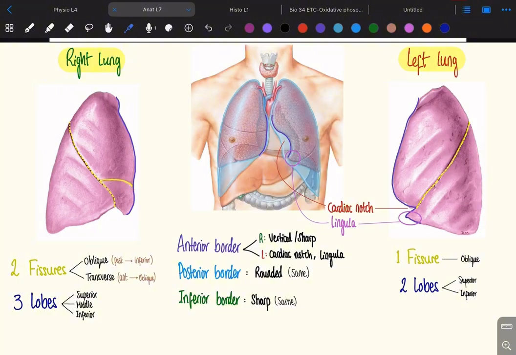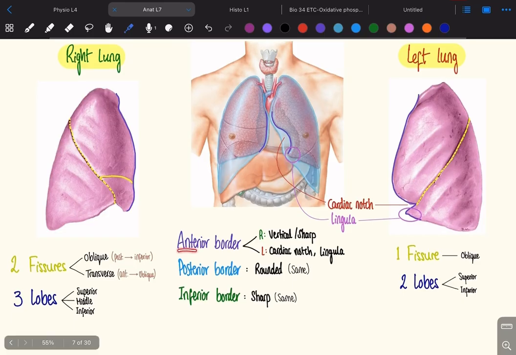Now let's move to the left. For the left, we have only two lobes, okay? We have superior and inferior. Here on the right we had superior, middle, inferior. Here we have superior and inferior only. Then we have one fissure only because we have two lobes only. The fissure is known as the oblique fissure. Same as here. Oblique fissure, okay?